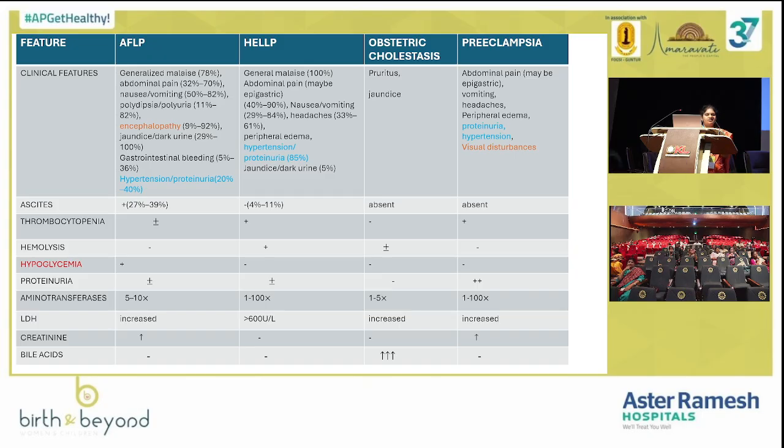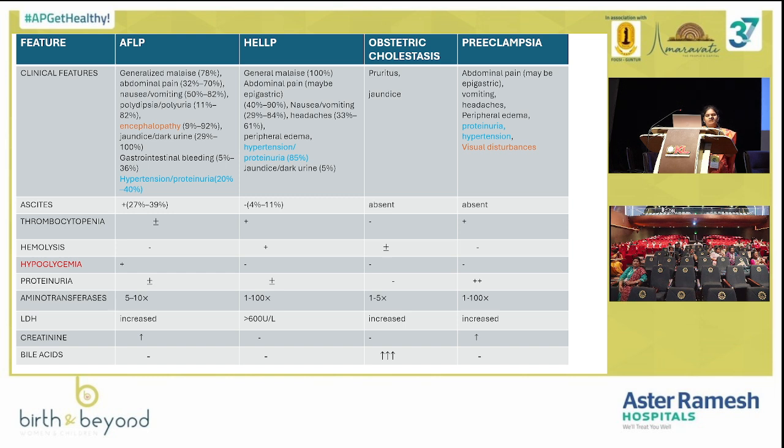So how can we differentiate these conditions? Because with AFLP, HELP or severe preeclampsia, most of the clinical features are overlapping. Even some of the laboratory findings are overlapping, especially between AFLP, HELP and preeclampsia. So it is very, very difficult to diagnose a single entity based on the clinical features alone. Depending upon the investigations, we can only say the most probable diagnosis. If you want a definitive diagnosis, most of the times we will require a liver biopsy, which we won't do routinely.